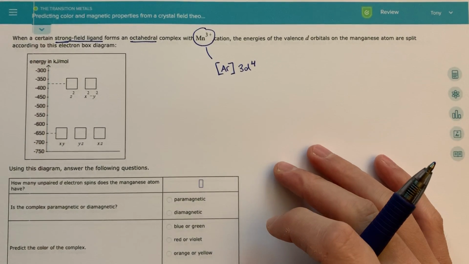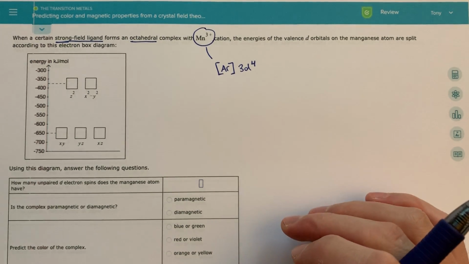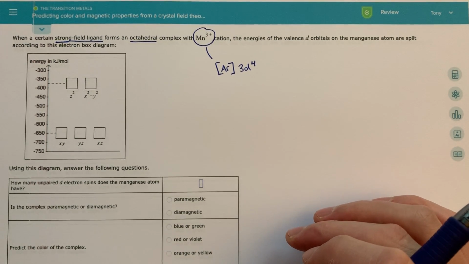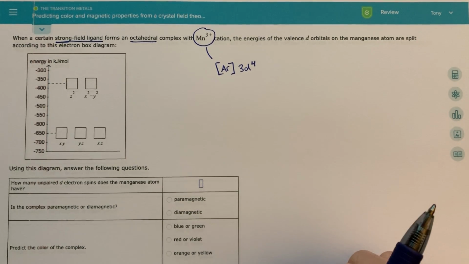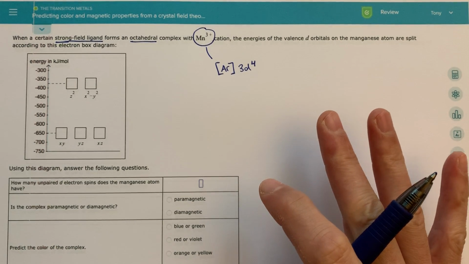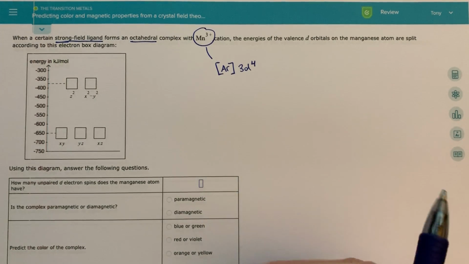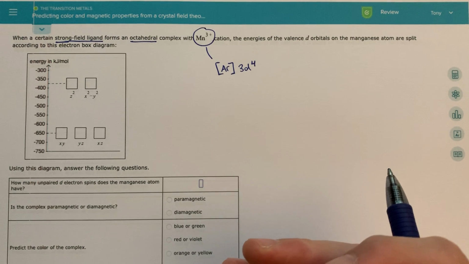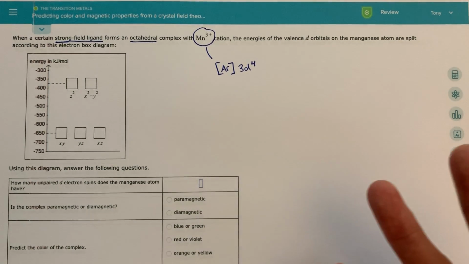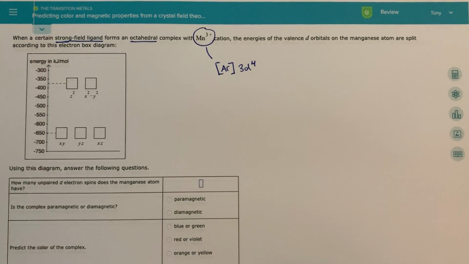So this ALEKS topic is called Predicting Color and Magnetic Properties from a Crystal Field Theory Energy Diagram. This is a cool little topic. It's fairly straightforward once you understand all the different steps. But again, like all of these things, the things that we're actually doing are very straightforward, but knowing what to do, that's really the key, right? So let's go ahead and start breaking this one down.